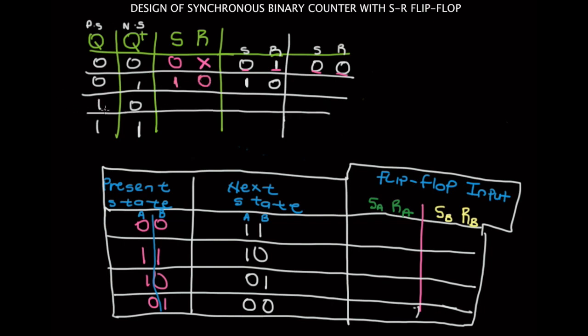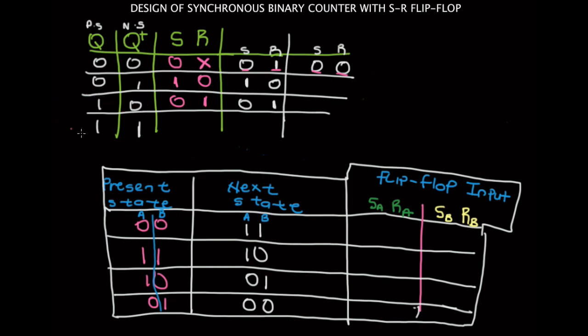So now let's imagine our present state was 1 and our next state was 0. What possible combination of S and R can we use? We can say our R was 1 and our set was 0. And can we say our S was 1 and our R was 1? Or can we say our S was 0 and R was 0? Or our S was 1 and our R was 0? No. So this also is the only way we can achieve this result.